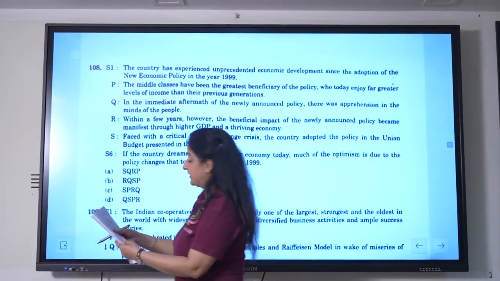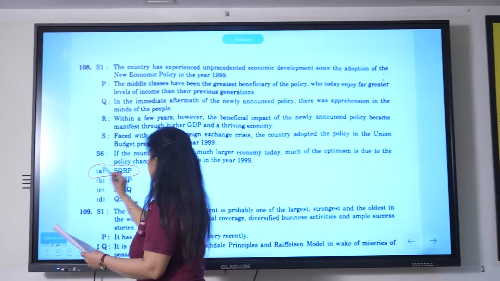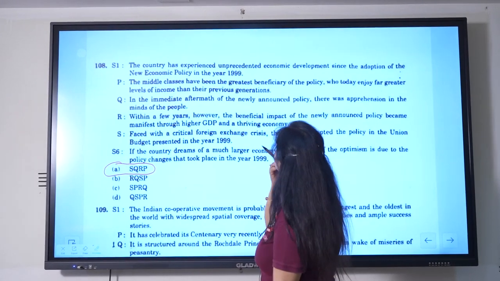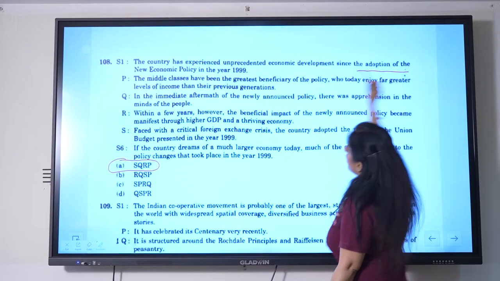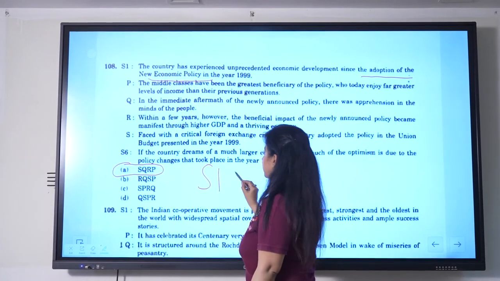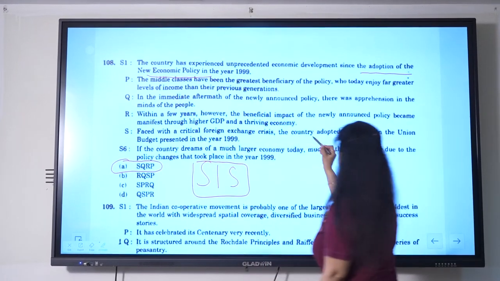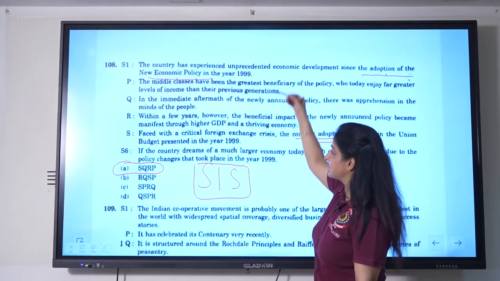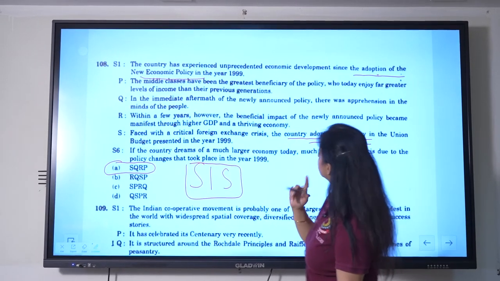108, the answer is alpha. Why alpha? SQRP. The country has experienced unprecedented economic development since the adoption of the new economic policy, and this S also has that thing, no? New economic policy, where is S? The country adopted the policy. Adopted the policy, adoption of the policy. So that's the connection of S1 and S. And there's one more connection.